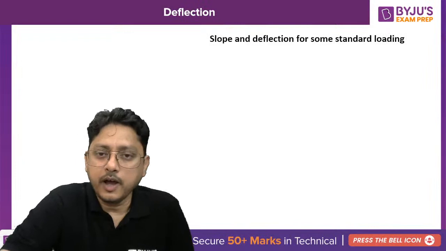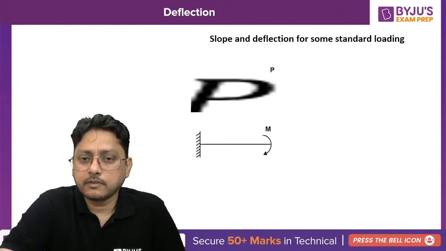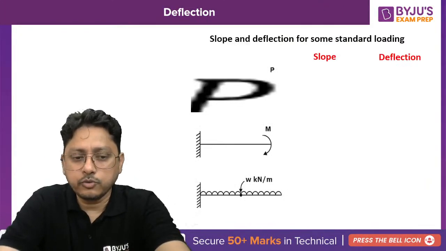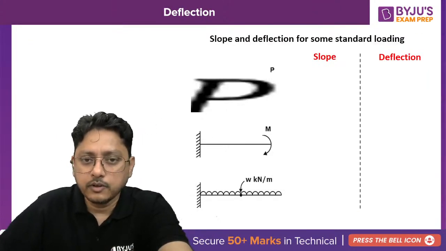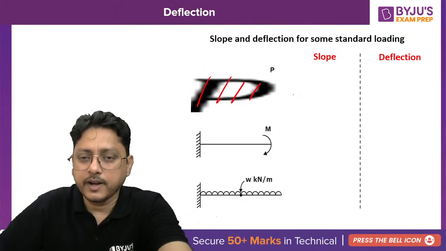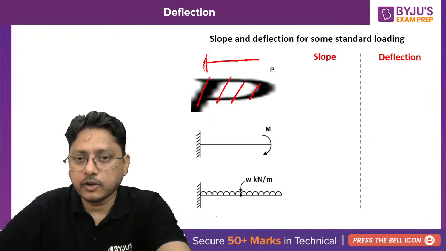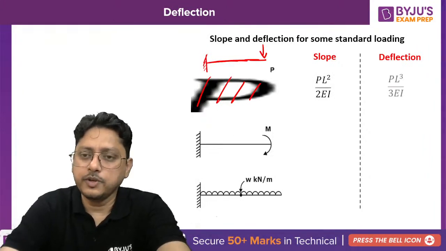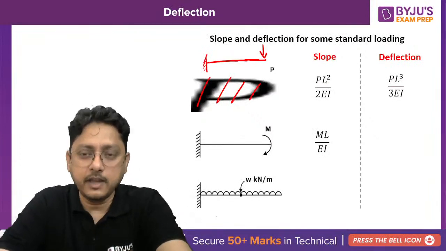Okay, now come directly to the problem. Suppose there are some standard conditions I will be providing to you. This is, suppose, a concentrated load acting on your cantilever beam. What is the slope for that one? PL square by 2EI, deflection PL cube by 3EI. And if a moment is acting on your cantilever beam, the slope is ML by EI, and the deflection is ML square by 2EI.